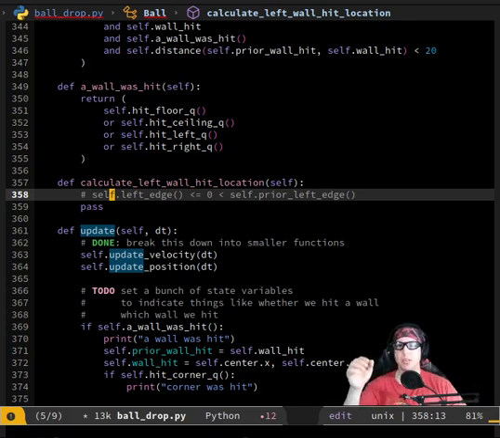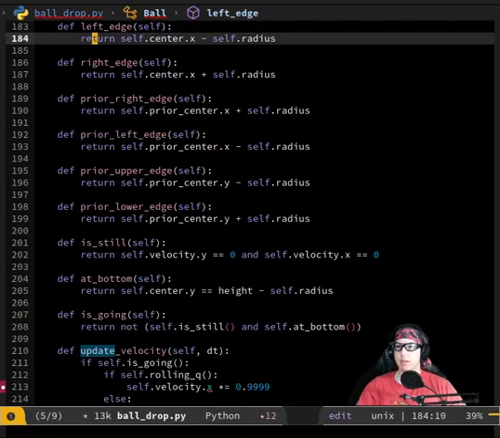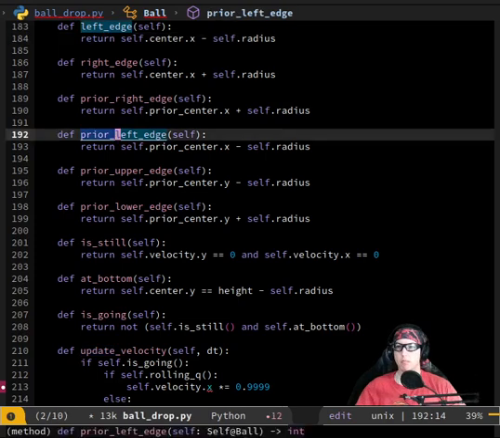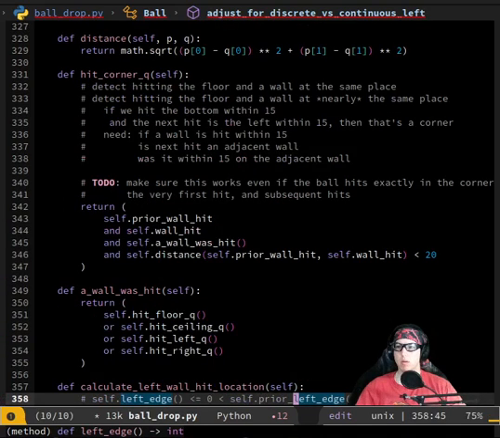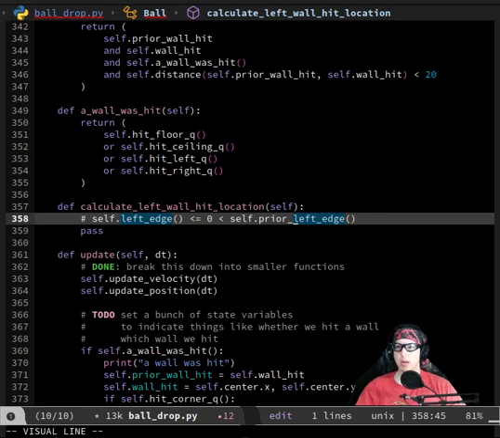I think left edge is just going to give us the x value of the left edge. Let's go look. Yeah, this is just the x value of the left edge of the ball. And we are dealing with a perfect circle, so we know that the y value is just the y value of the center of the ball. Okay, so here we need to do that calculation that we were just looking at.